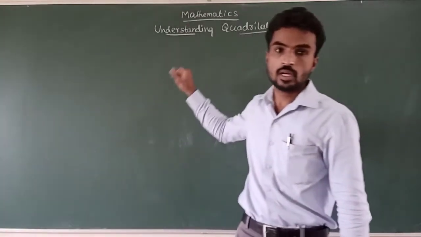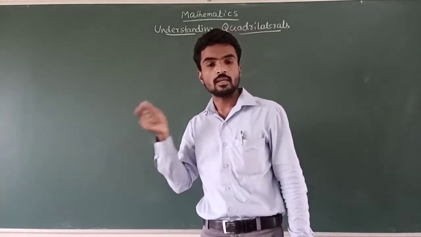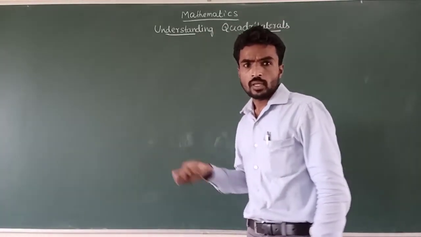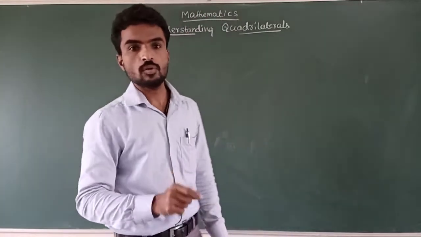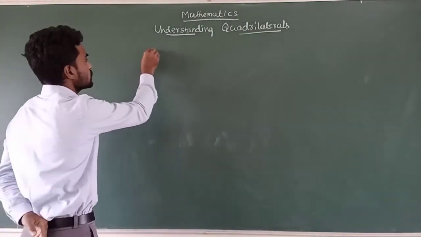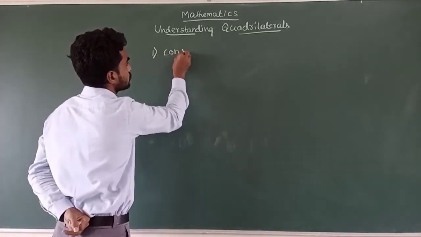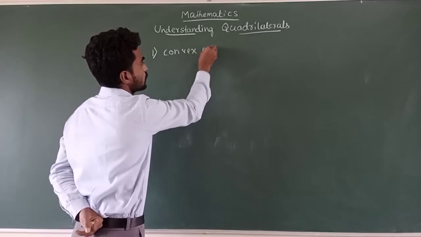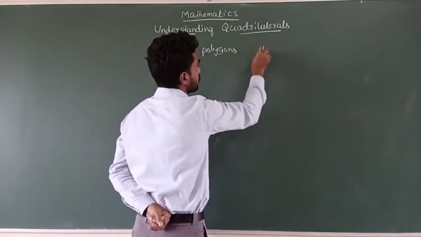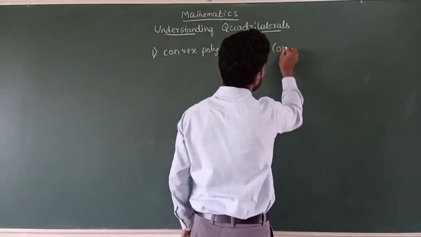In the previous class we learnt about basic concepts of quadrilaterals. In that we learnt about polygons, different types of polygons, and also diagonals. Now in this class we will discuss types of polygons. There are two types. One is convex polygons. The second one is concave polygons.